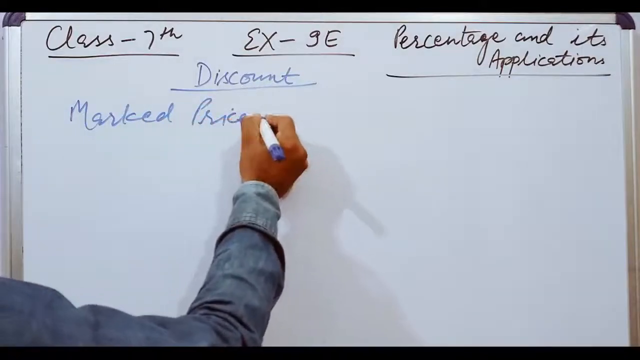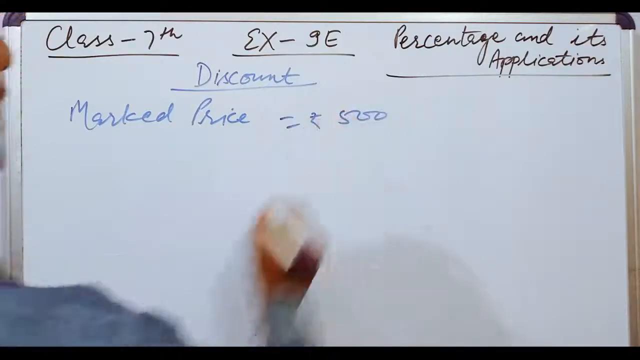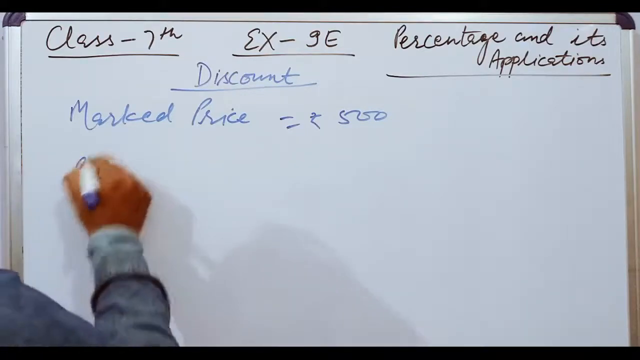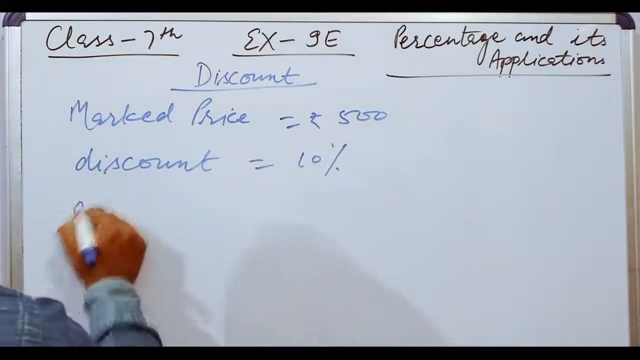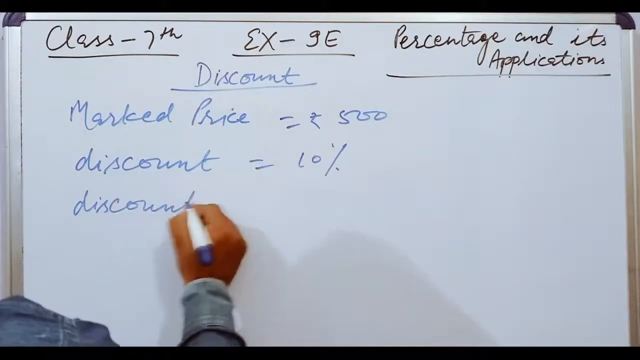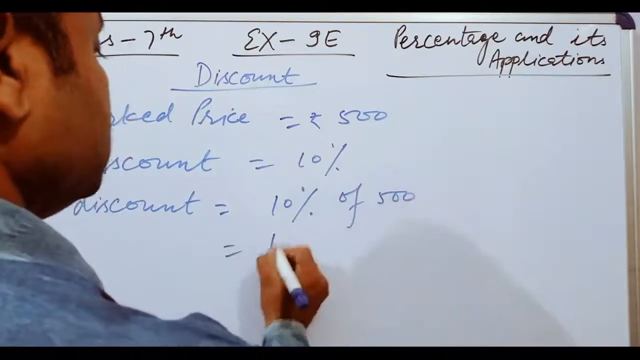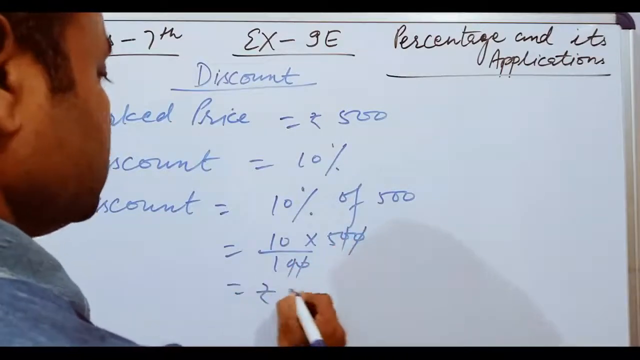Mark price is written on the book, it is mark price 500, and sometimes it is written 10% discount on all books. Suppose that a bookseller is giving 10% discount on the book. So discount equal to 10%. What is the discount? Discount equal to 10% of 500. 10 upon 100 into 500, zeros cancel, means rupees 50.